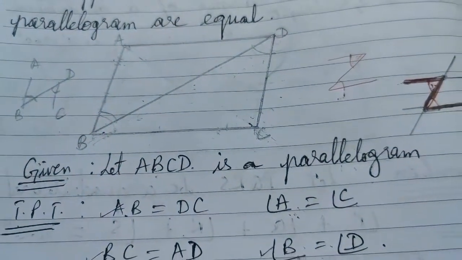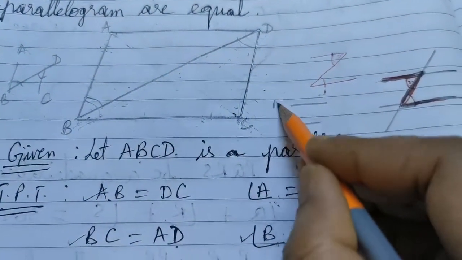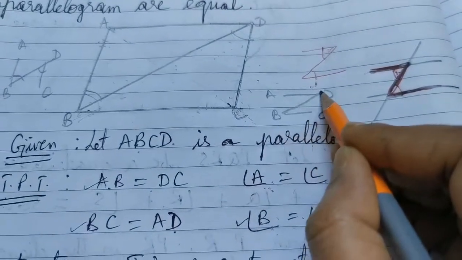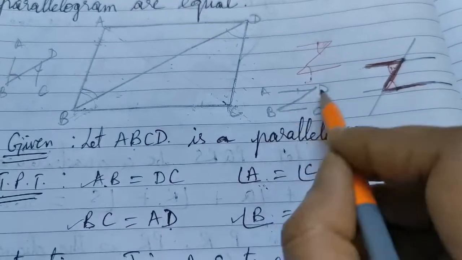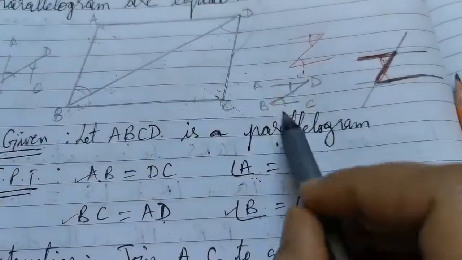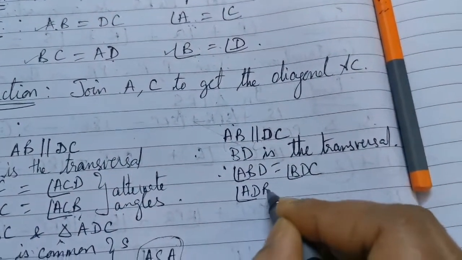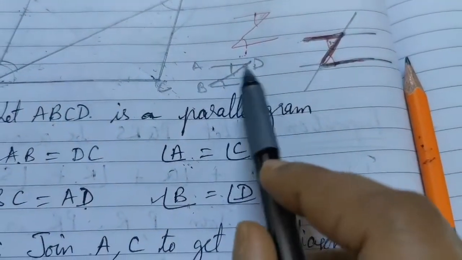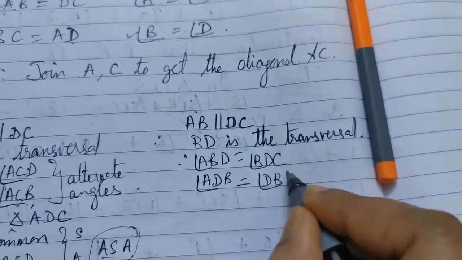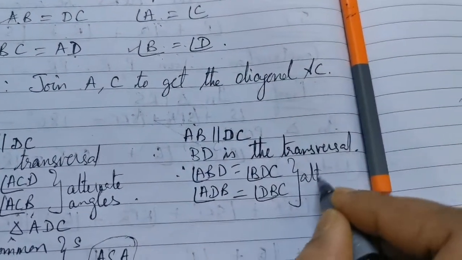Again, I have another pair of parallel sides, AD and BC, and the transversal BD. So I have a Z shape. So the alternate angles are these two. Let me write down angle ADB is equal to angle DBC. So these two are equal because they are alternate angles.